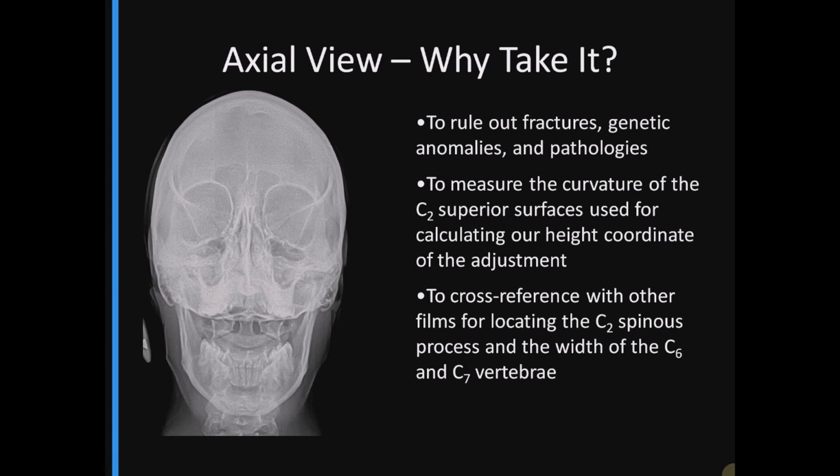And in discussing the axial view, we take it to rule out fractures, genetic anomalies, and pathologies of the C1 and C2 joint space. We also take it to measure the curvature of the superior surface of C2, which we use for calculating our height coordinate in the adjustment. And we also can cross-reference from this film for locating the C2 spinous process and the width of the C6 and C7 vertebrae, so that when we're looking at the frontal X-ray, if we're having a hard time seeing them on the frontal, we can see them more clearly on the axial X-ray and then cross-reference over to the frontal to help find them.